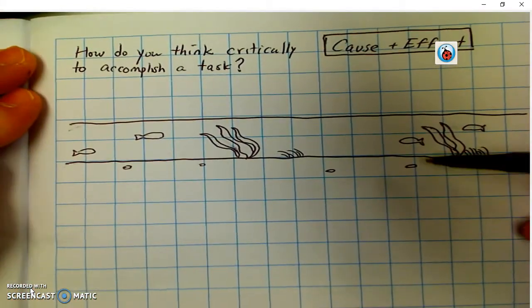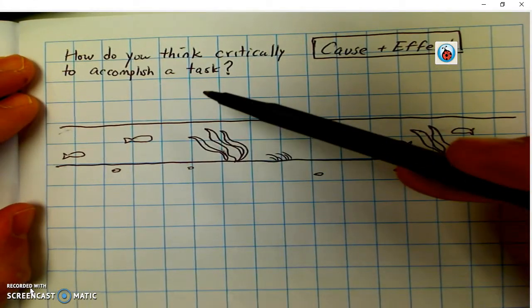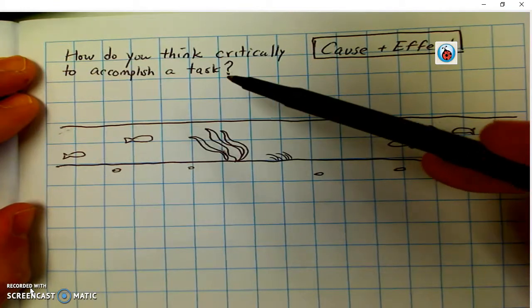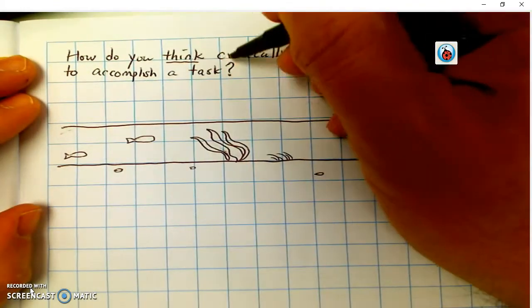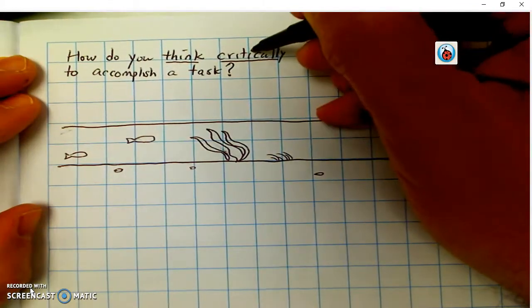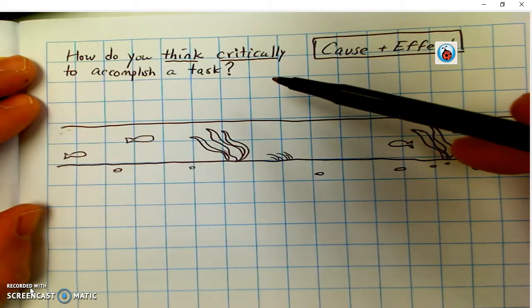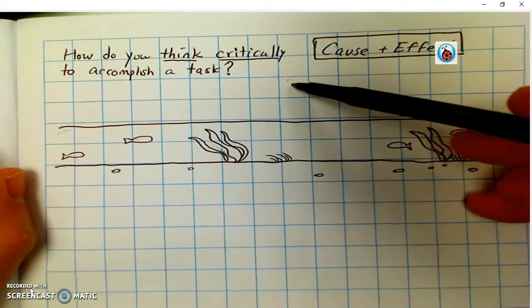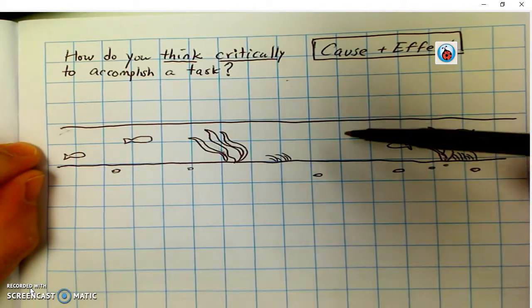This is Mr. Karczewski for STEM class, and what we're going to do today is think about our essential question, which is how do you think critically to accomplish a task? Now, thinking critically is an important skill that you need to develop. In order to think critically, you ask a lot of questions and you think about what can happen as a result of a decision you make.